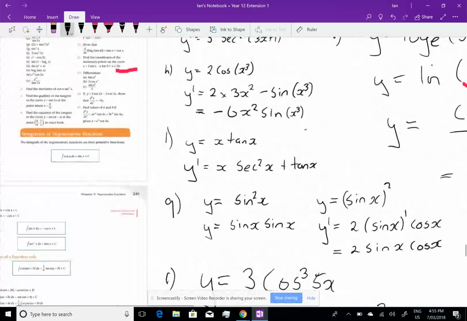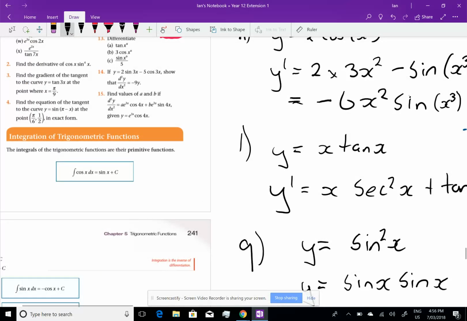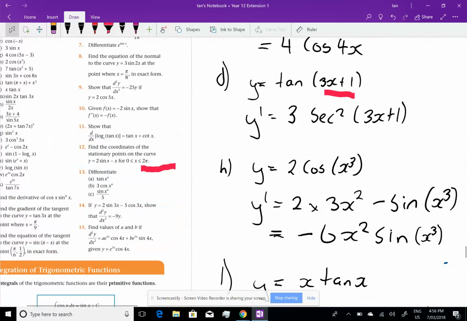Righto. So 2 is a product rule. You can take time on that. 3 we did in class. 4 I'm going to do, and then I might have a look at 1 or 2 of these other ones.